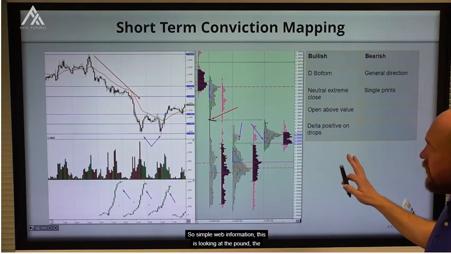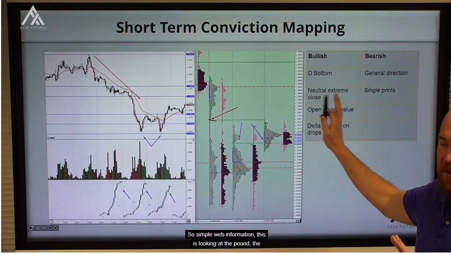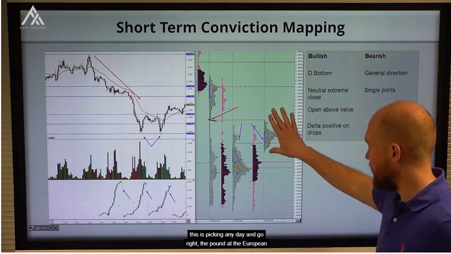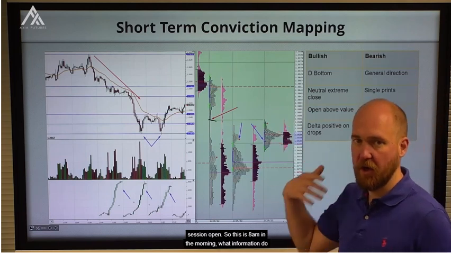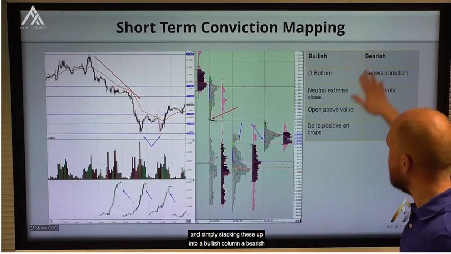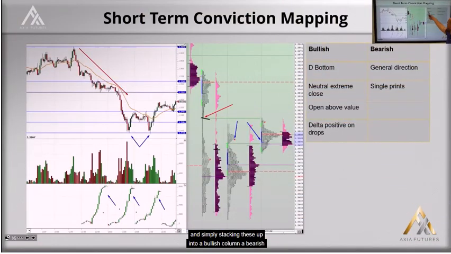So, simple bit of information. This is looking at the pound. This is just picking any day and going, right, the pound at the European session open, so this is 8 a.m. in the morning. What information do we have? And simply stacking these up into a bullish column, a bearish column, and you can balance the two against each other, giving you a very simple +2 if you look at this from this perspective.